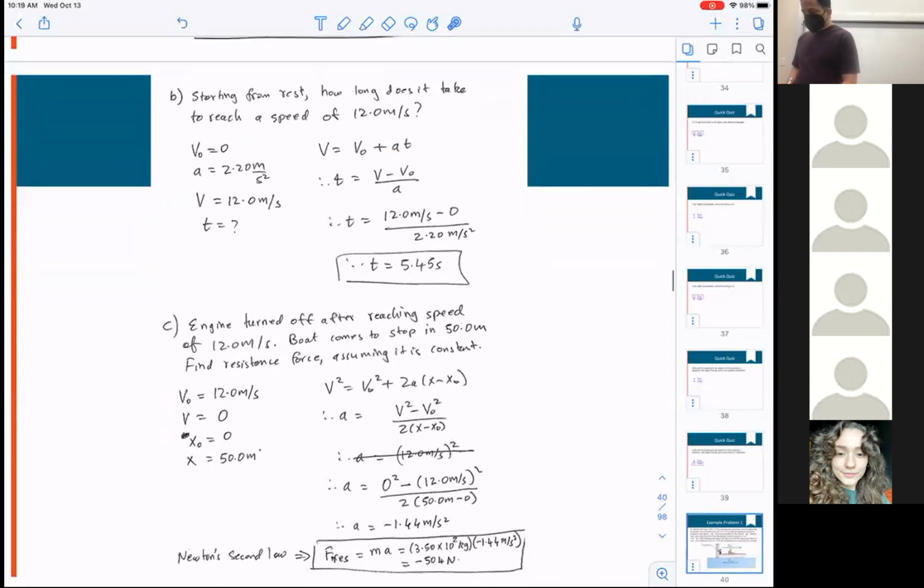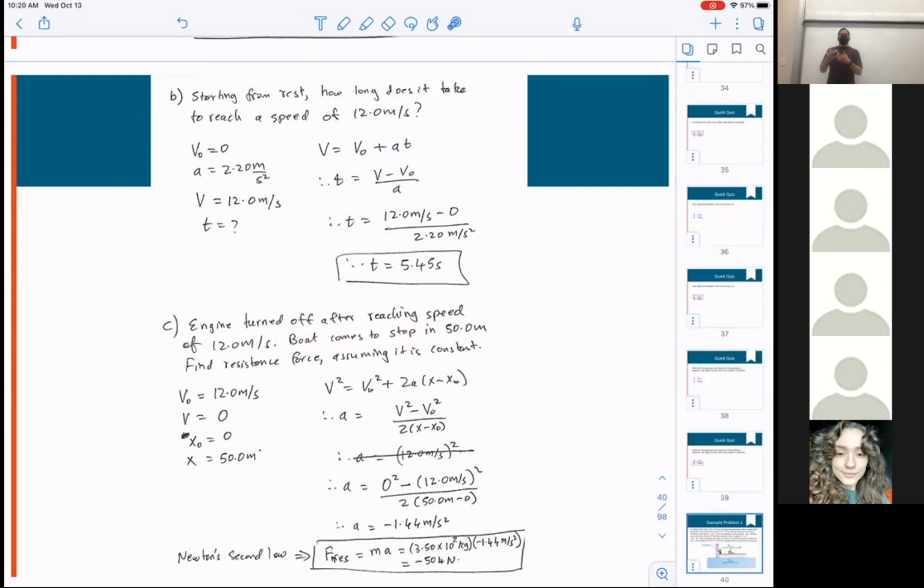And then part C is also more like your chapter 1. It says now the engine is turned off after it has reached a speed of 12 meters per second. So now the engine's turned off. What's going to happen is that the boat's going to slow down and then eventually come to a stop. It says that the boat comes to a stop 50 meters after it turns off the engine. And then, this is actually an interesting question: if the boat comes to a stop in 50 meters after turning off the engine, what must be the resistance force of the water?